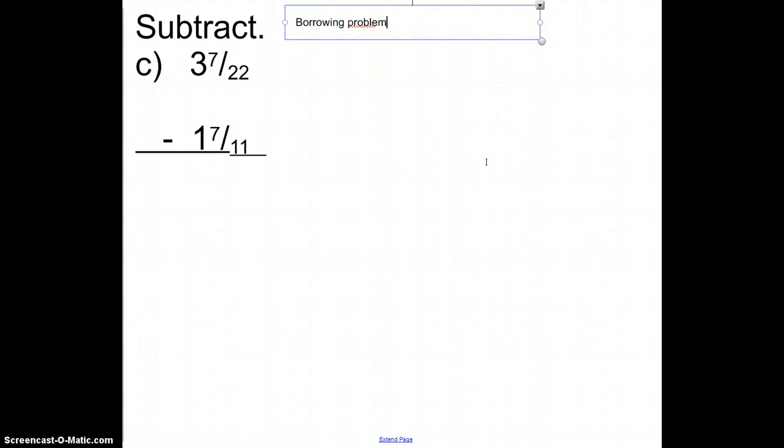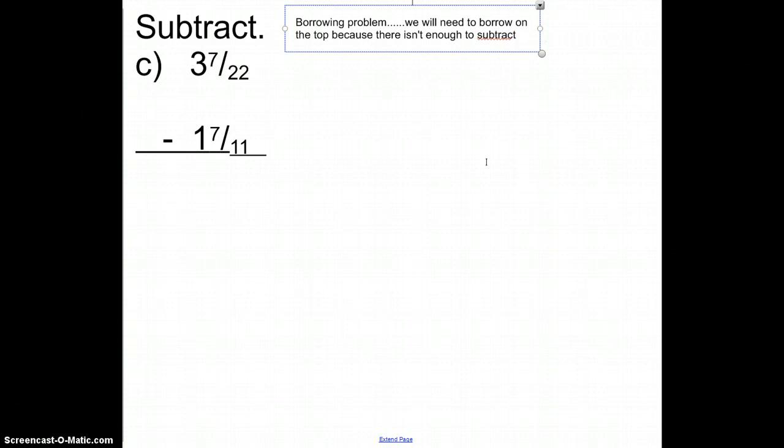So now it's a borrowing problem. So this is one where we will need to borrow on the top because there isn't enough to subtract the bottom.